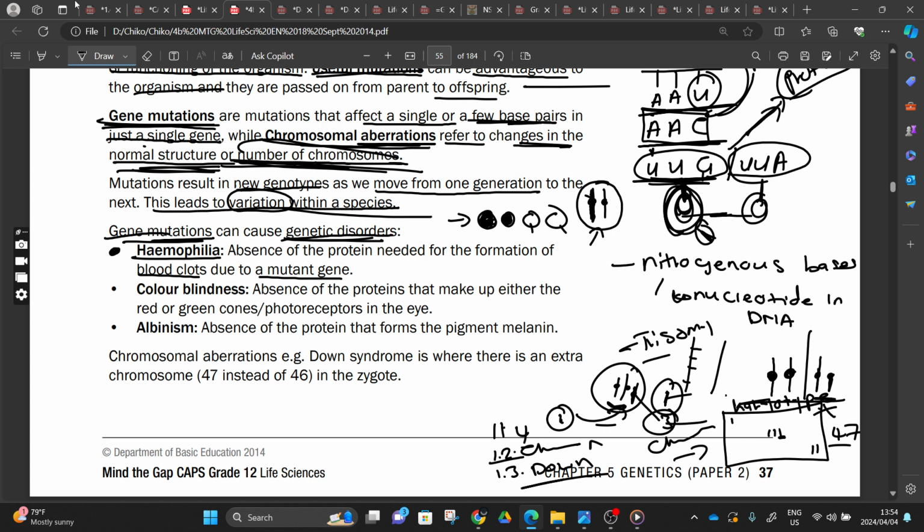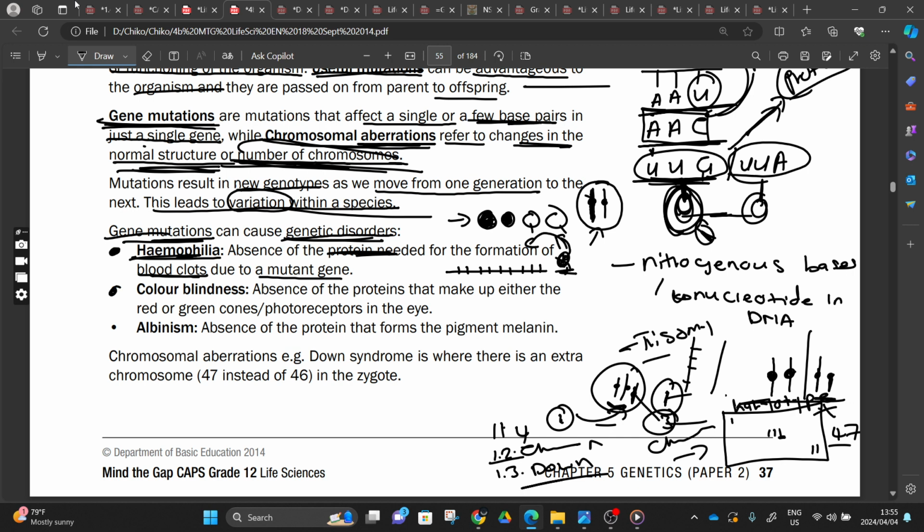Let's say there's a gene, and then we have a nitrogenous base. When this nitrogenous base changes, it means the protein that was supposed to be produced via mRNA, the clotting factor, is not there. It means that there was a mutation and something changed at the gene level, and so you can't produce the protein needed for the formation of blood clots. Do we understand? Yes.